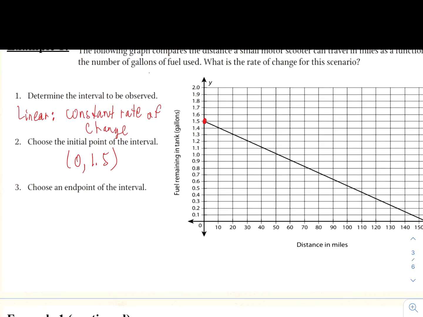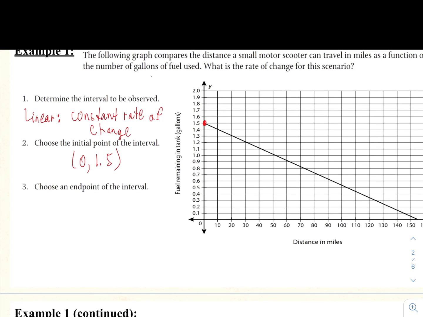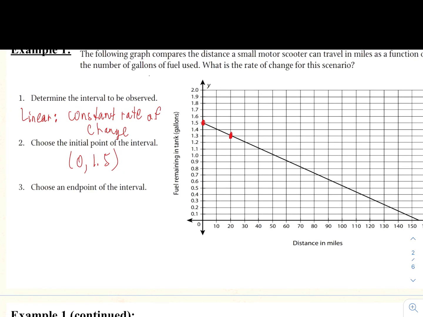Step 3, we're going to choose an endpoint. Again, here you can pick any point that lies on this line. You want to pick a point where you can tell the exact coordinates. So I'm actually going to pick this point right here, which is 20, 1.3. Using these 2 points, we're going to determine the rate of change of this problem.